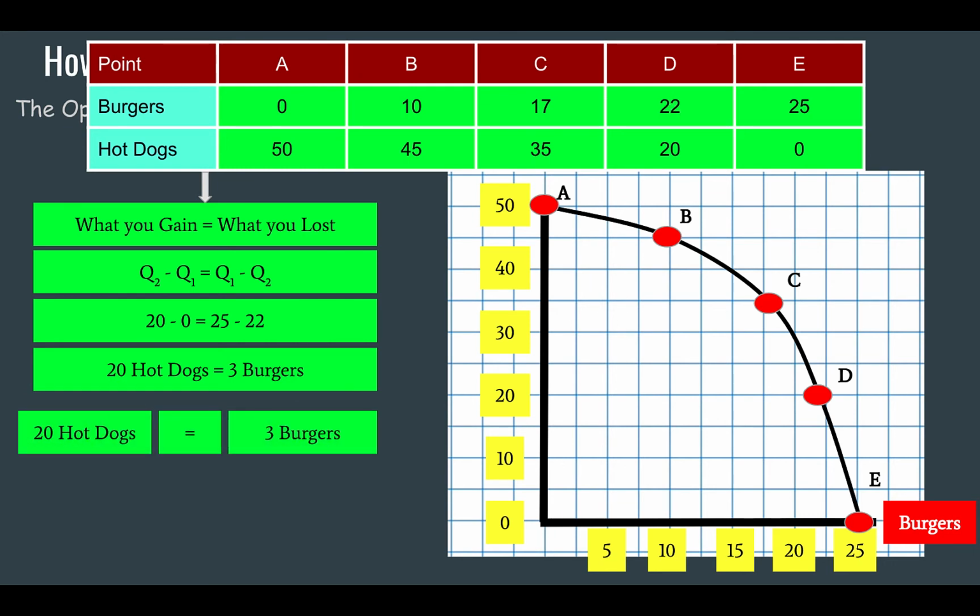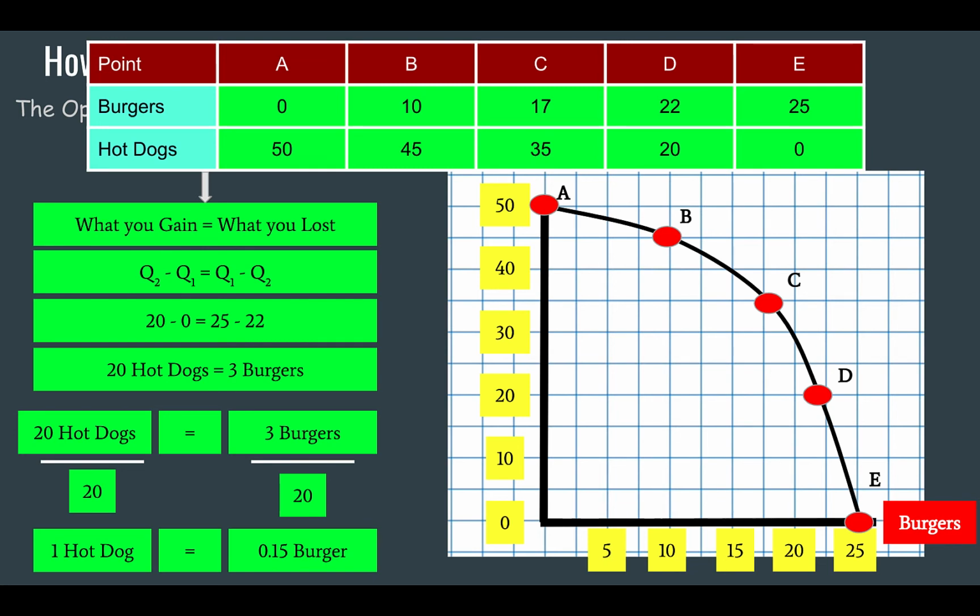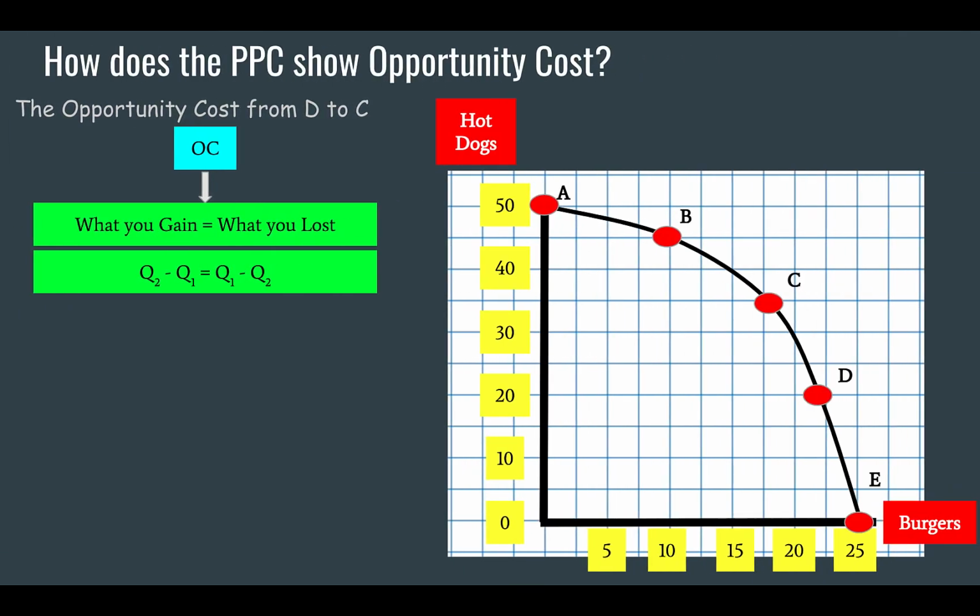So again, what is the per unit opportunity cost, how much did it cost society per hot dog in terms of hamburgers for the increased production? Well, we've got to divide both sides by 20, and we get 1 hot dog equals 0.15 of a burger. Really, really low.